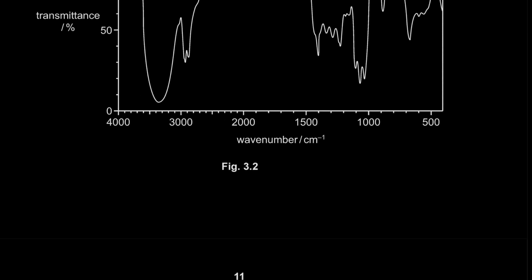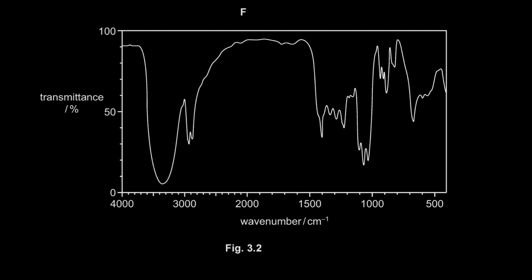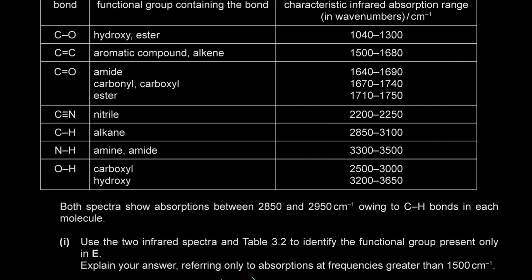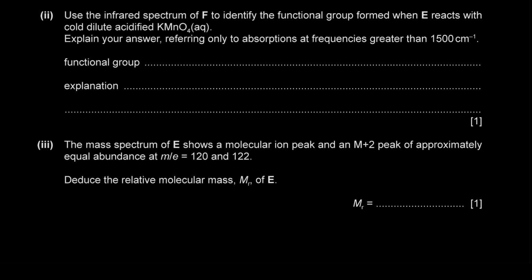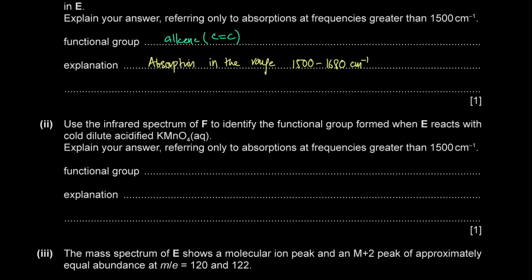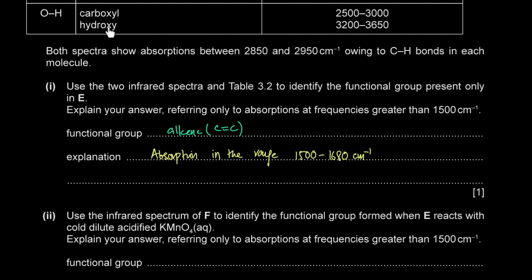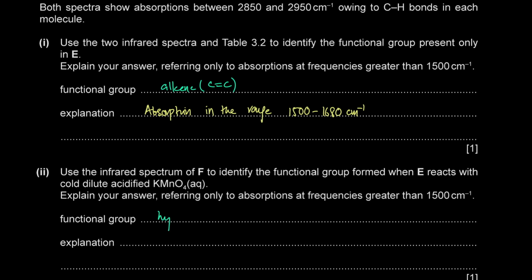We can clearly see that in the infrared spectrum of compound F. Compound F has an OH group from an alcohol, and that OH bond absorbs in the range 3200 to 3650 wavenumbers. So the functional group is a hydroxy group. Again, we're just going to take the name from the table given to us. In the table it says hydroxy. This refers to an OH from an alcohol. This is an OH bond, and the absorption is in the range 3200 to 3650 wavenumbers.